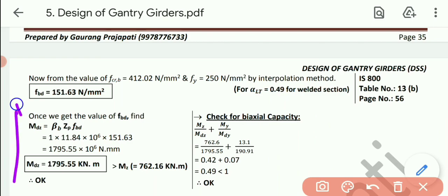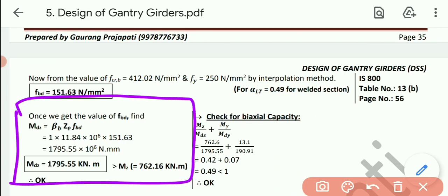Once we get the value of FBD, finally MDZ equals beta B ZPZ FBD, where ZPZ is 11.84 into 10 raised to 6, and FBD is 151.63. By simplifying the term we will get the answer 1795.55 into 10 raised to 6 Newton millimetre. Let's convert it into kilonewton metre. It should be greater than MZ, that is 762.16, hence okay, no problem with that one.